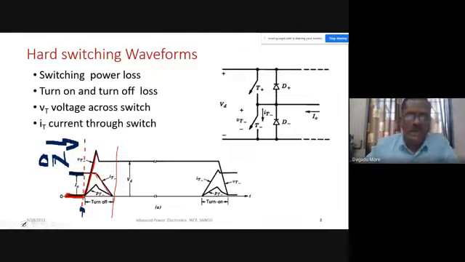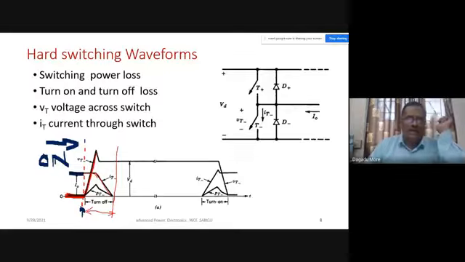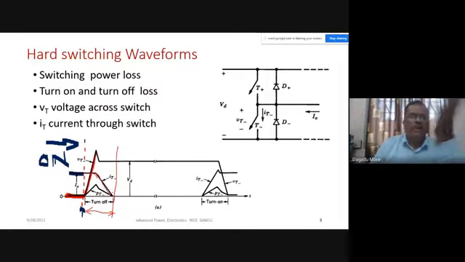How does it turn off? The voltage across the device increases. When the voltage reaches the rated value, then current will start decreasing and then current will become off. And this is the turn off period. Turn off period is a few microseconds. Depending upon the device, the turn off time is a few microseconds. But during turn off time, we have seen that voltage across the switch is present and current across the switch is present.